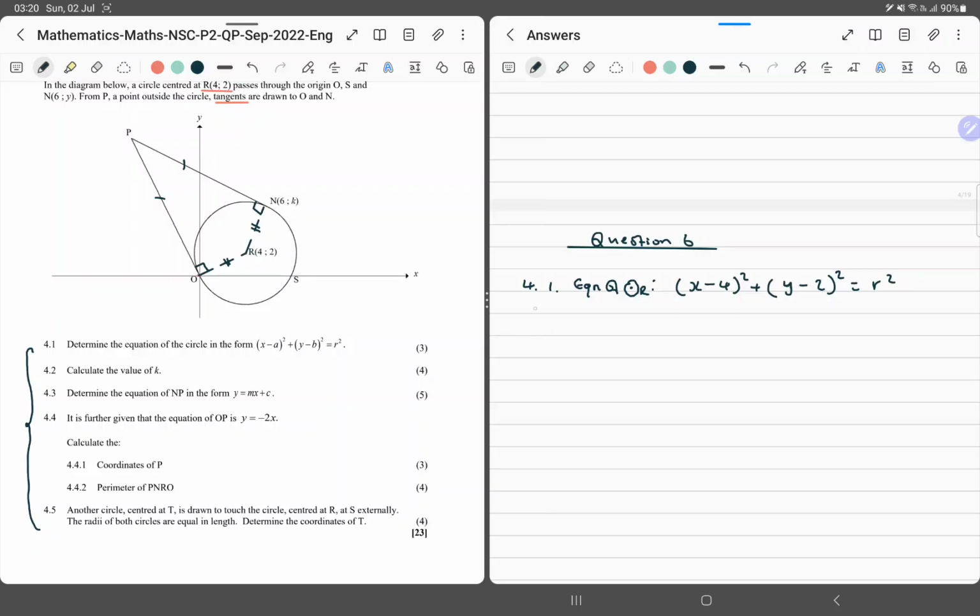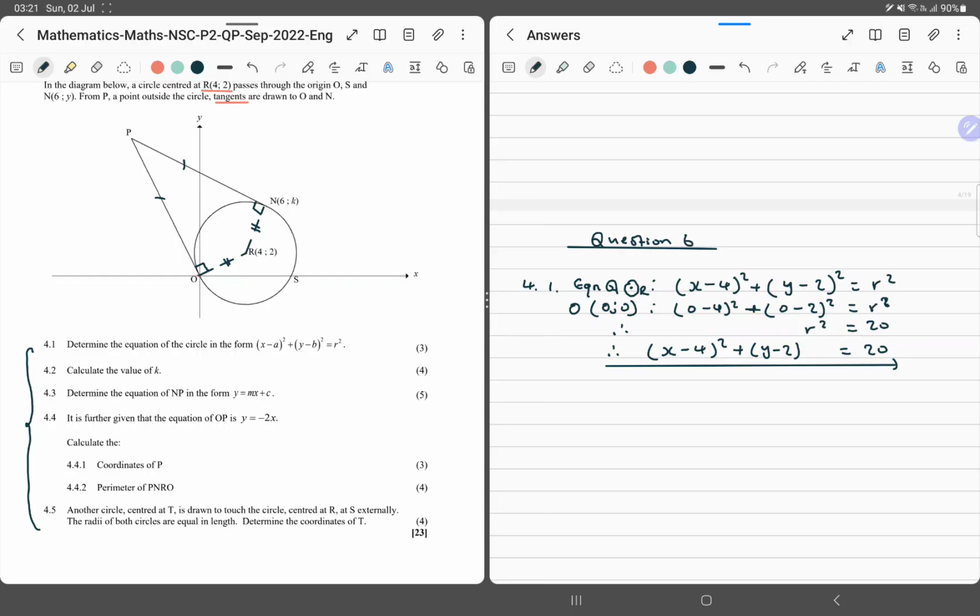Then we know that through point O, which is the origin, what do we get? We get 0 minus 4 squared plus 0 minus 2 squared equals r squared. We can say, therefore, our r squared is 16 plus 4, that is 20. So the equation is x minus 4 all squared plus y minus 2 all squared is equal to 20. That is the answer to that question.